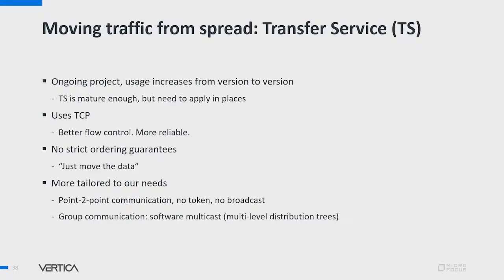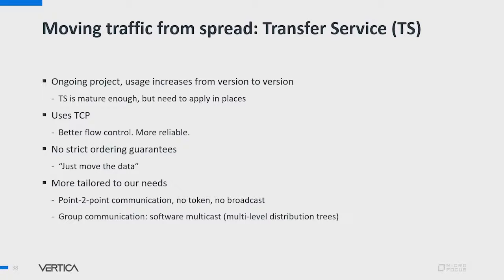So to deal with this problem, we started optimizing traffic basically by moving data transfer from Spread to a new service, which we call transfer service. And transfer service is a Vertica in-house developed transportation layer. The main idea behind transfer service is that we need much simpler guarantees to move the data around. So we just want to move the data. We can also employ TCP here because TCP is more efficient in clouds. TCP already provides quite decent flow control and error correction, so we don't have to care about that.